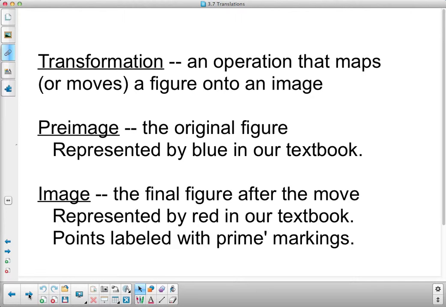So a transformation will do something to a figure. The terminology that's used in math is, it says it maps it onto that. Pre-image is the original one, blue in your textbook. Image is the final figure, red in your textbook. Now when I copy things off, I can't copy it in color. So for what I'm copying, you need to make sure you know how points are labeled.